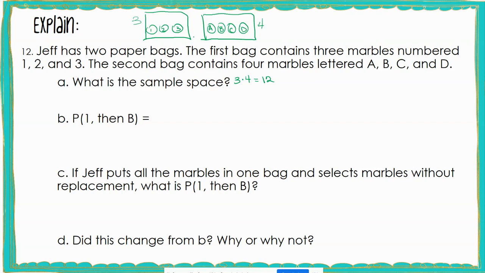If I need to list out all of the outcomes, I know that I could pull 1 from the first bag and either A, B, C, or D from the second bag. I also know that I could have pulled 2 from the first bag and then either A, B, C, or D from the second bag. I also know that I could have chosen 3 from the first bag and chosen either A, B, C, or D from the second bag. So this is a list of all of my outcomes. And when I look, I see that there are 1, 2, 3, 4, 5, 6, 7, 8, 9, 10, 11, 12 outcomes.